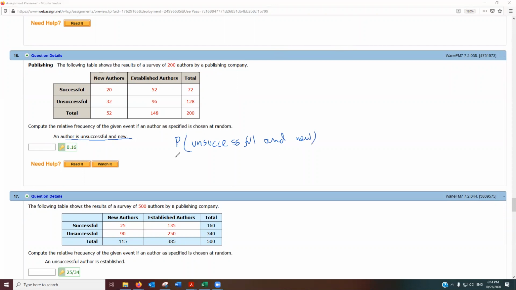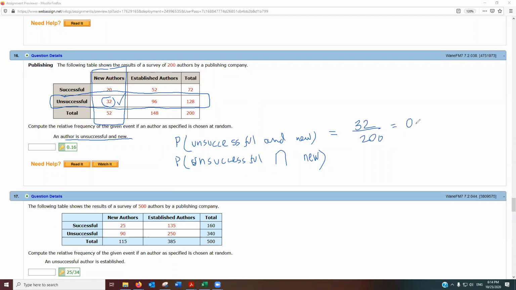Of course, I could think of this as the intersection. I've got to be careful. This is not an or, this is an and. So for and, both of these conditions have to be true. Well, here are the new authors. Here are the unsuccessful authors. So to be new and unsuccessful, you would have to be in this cell right here, which is 32. So the probability of unsuccessful and new is that number, 32, divided by the total. The total from the table is 200, so 0.16.